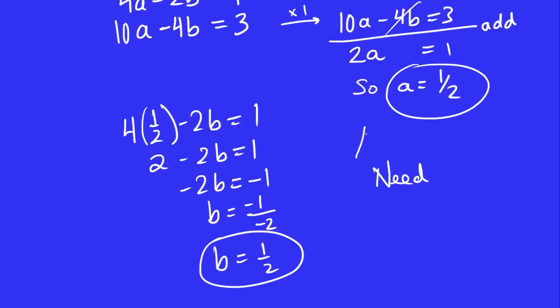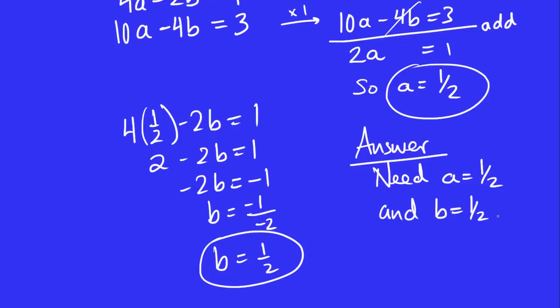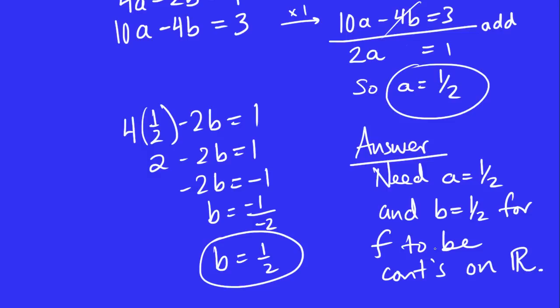We need a equals 1/2 and also b equals 1/2 for f to be continuous everywhere. Or in other words, on R. So I hope that makes sense. That's the answer for this one.